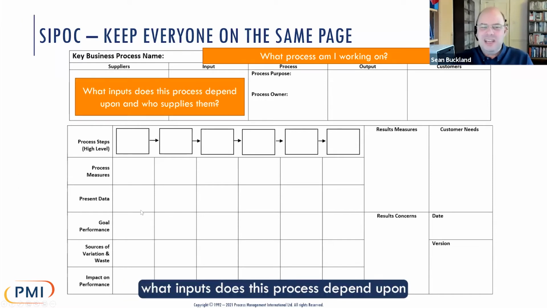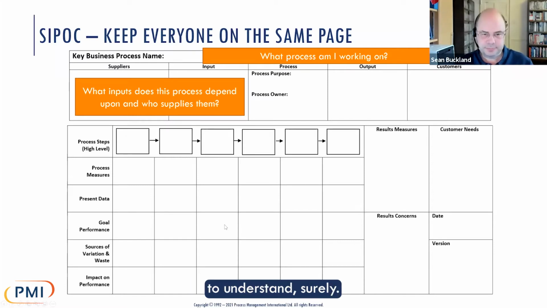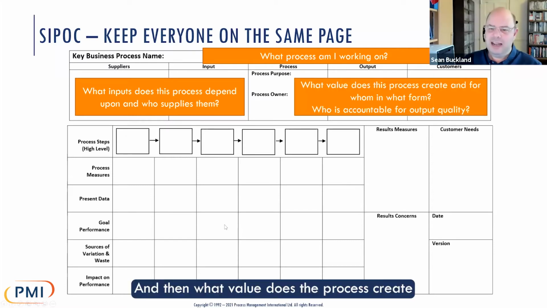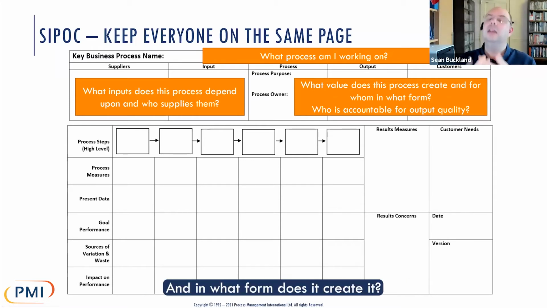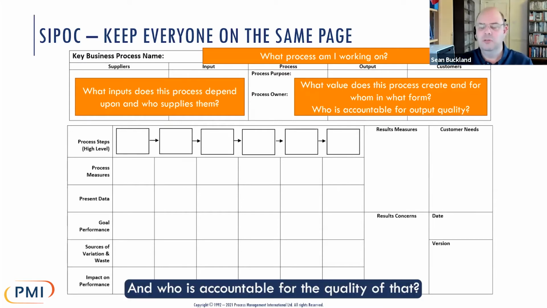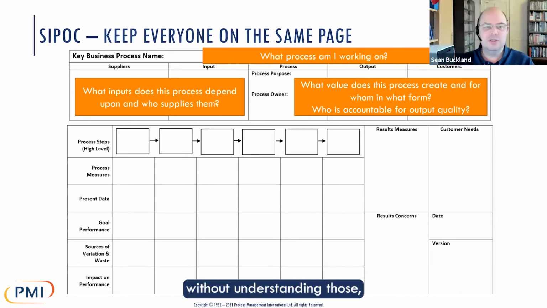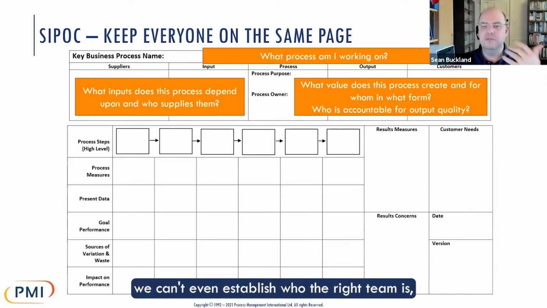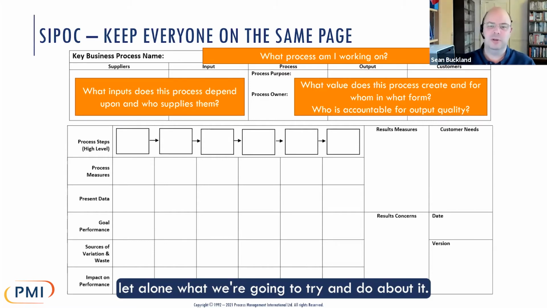Next thing, what inputs does this process depend upon and who's actually supplying them? That's a really useful thing to understand, surely. And then what value does the process create, and for whom does it create it, and in what form does it create it, and who is accountable for the quality of that? Those top three things, without understanding those, we can't even establish who the right team is, let alone what we're going to try and do about it.